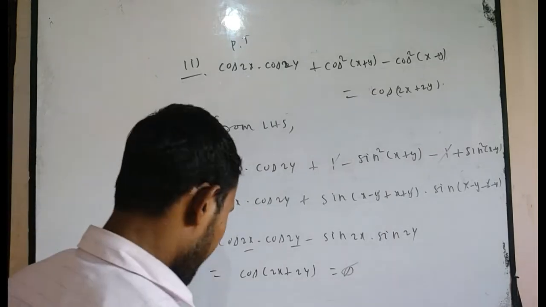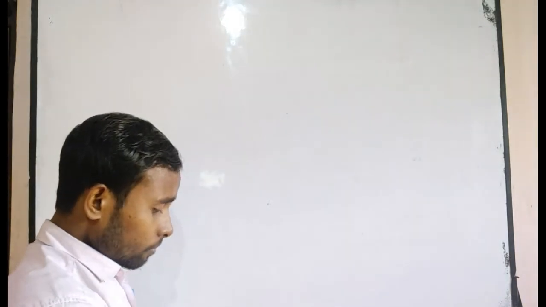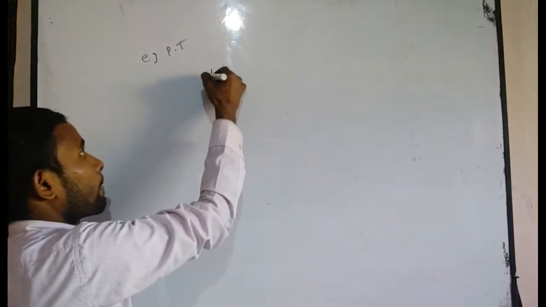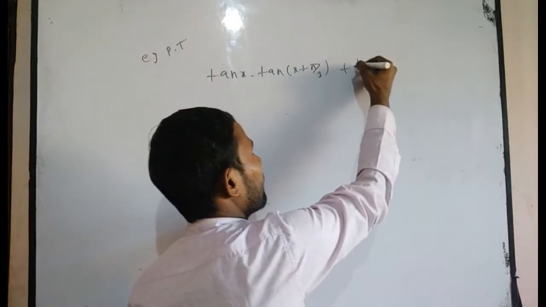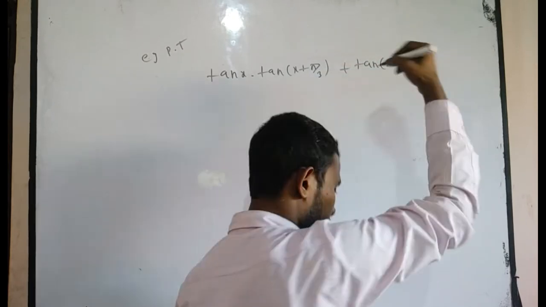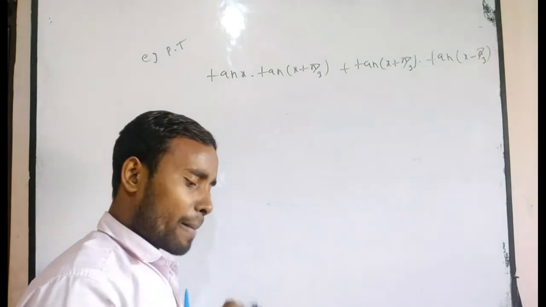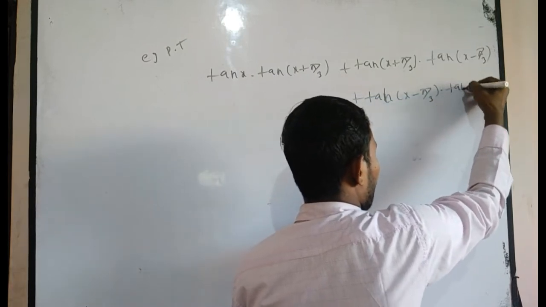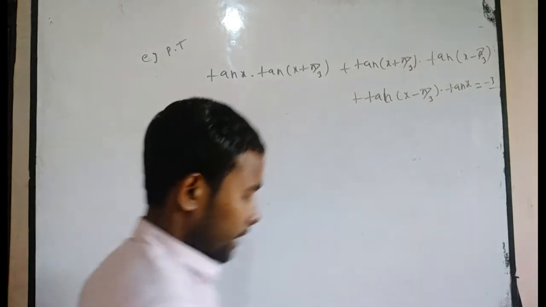Now we take the next problem. In the next question, it says you have to prove that tan x tan(x plus pi by 3) plus tan(x plus pi by 3) tan(x minus pi by 3) plus tan(x minus pi by 3) tan x is equal to minus 3. You have to show that LHS will be equal to minus 3.